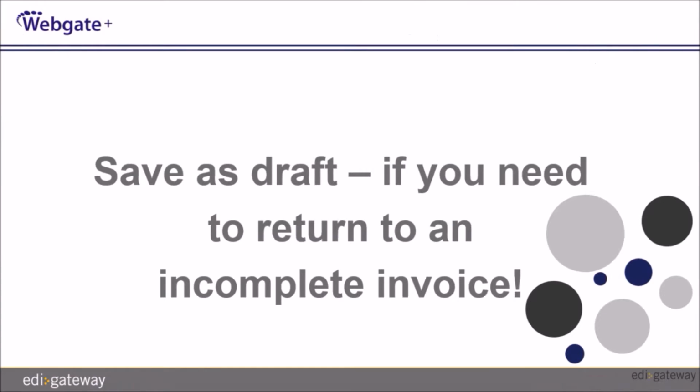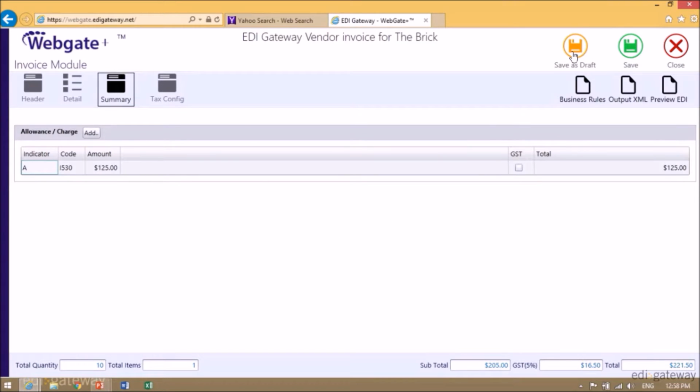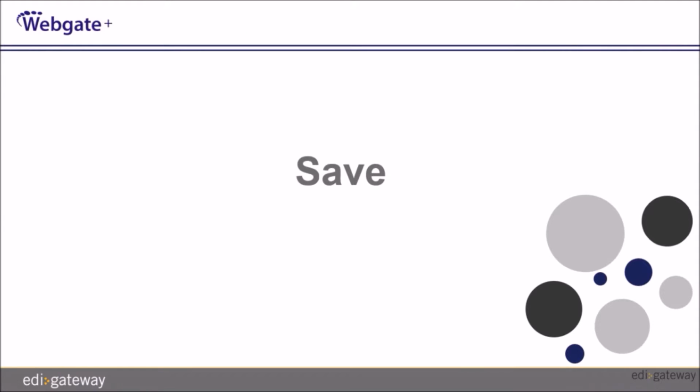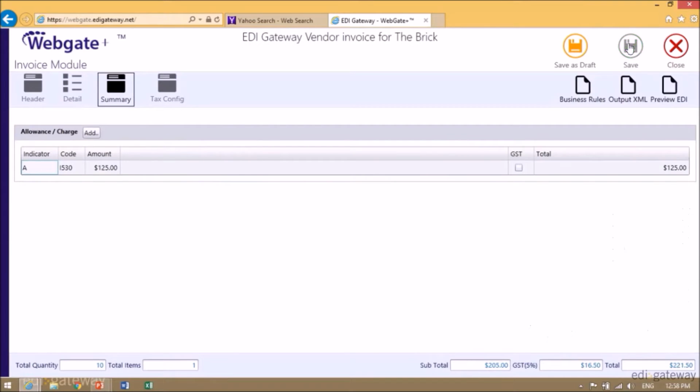Click OK. If you need to return to your invoice at a later time, you can save it as a draft. Or, if you are satisfied with your invoice, you can save it. To save your invoice, click on Save. Your invoice is valid.